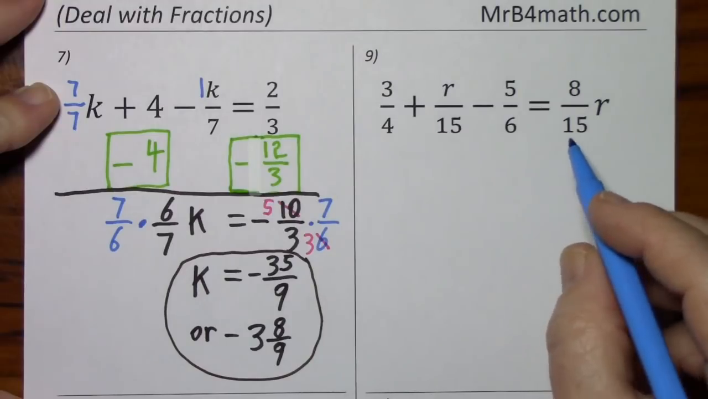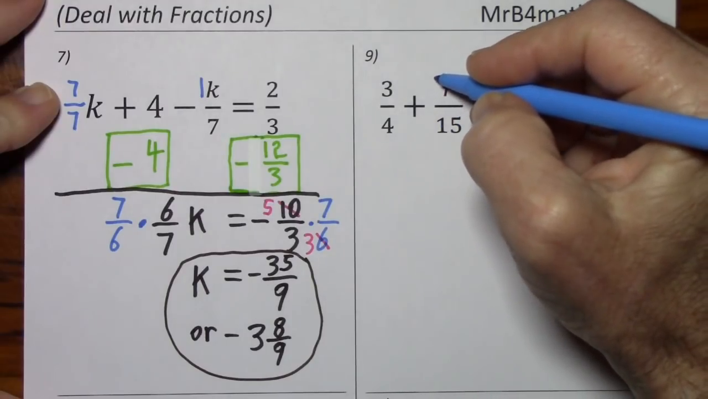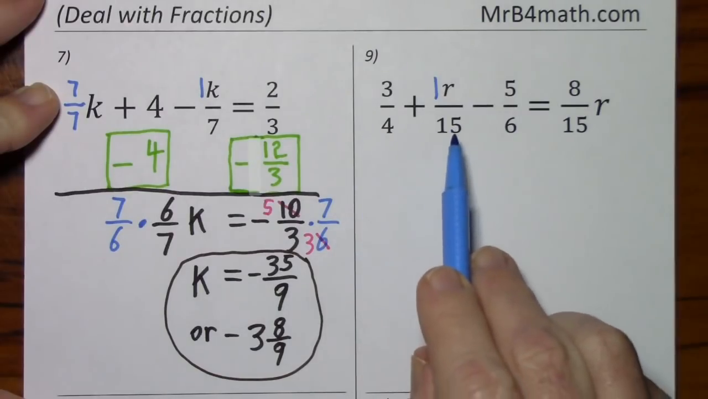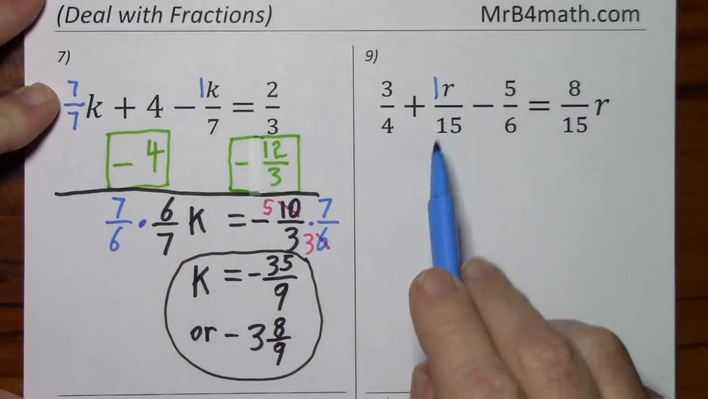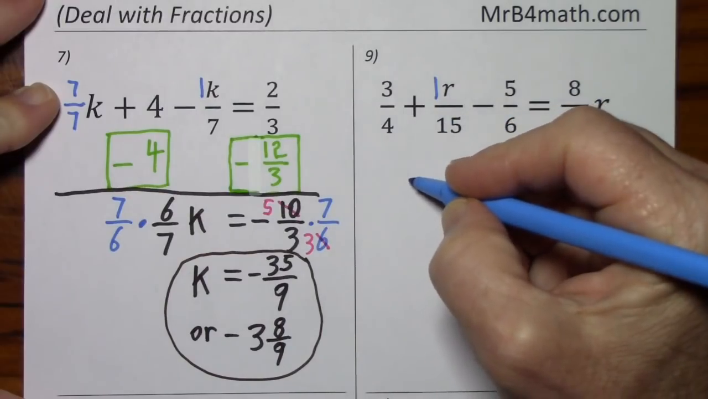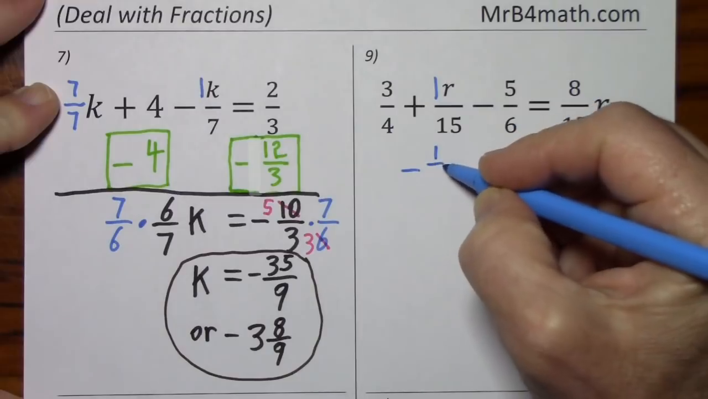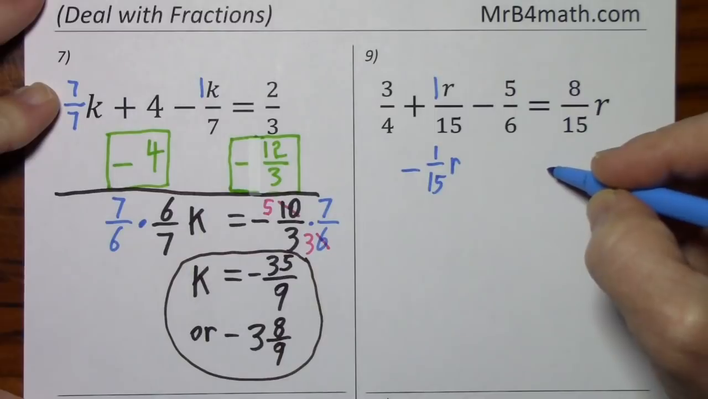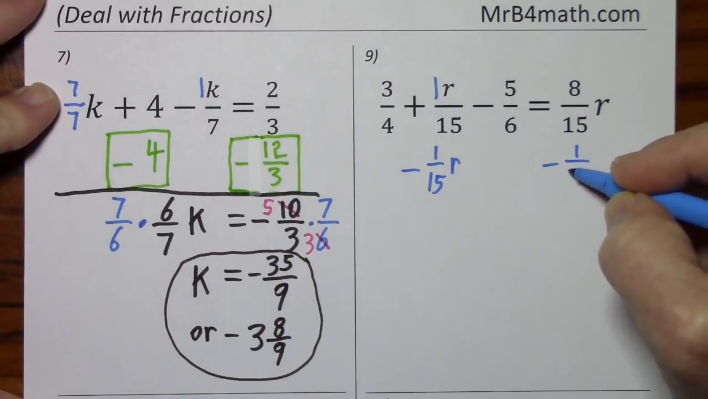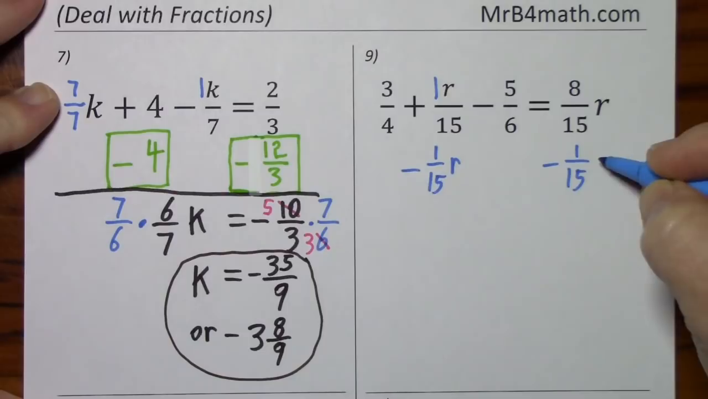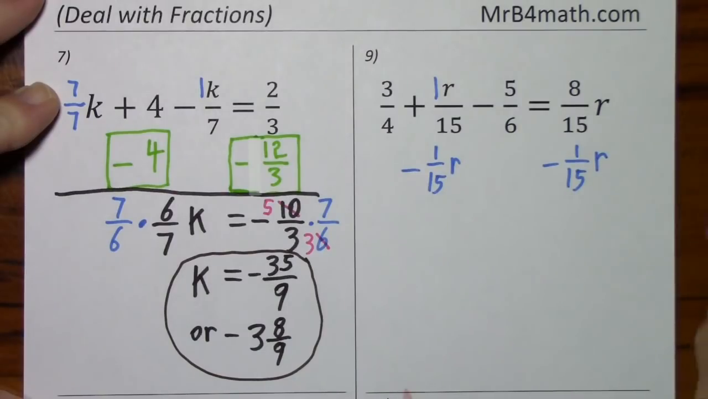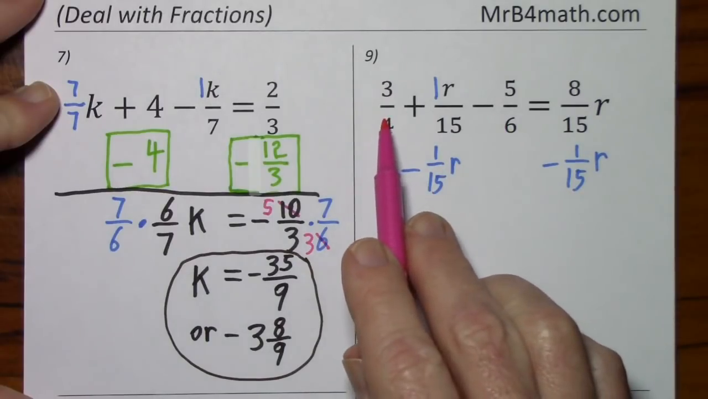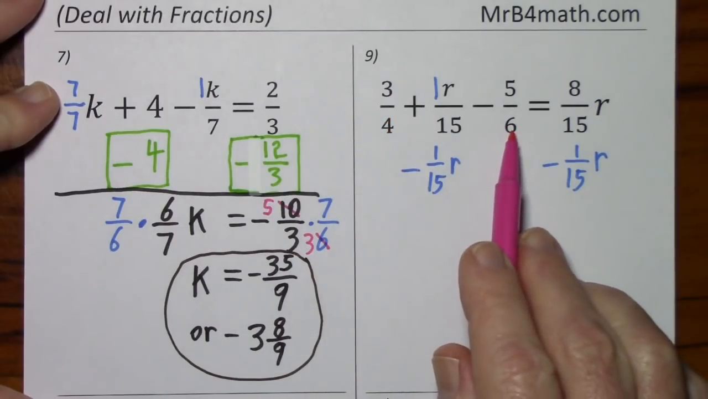Looking at this one, if I have a 1 in front of the r, it'll look more like a fraction. Since I have an r on this side and this r is all tangled up, I'm going to get rid of 1/15 r. It's positive, so I'll put negative 1/15 r underneath. Same on the other side of the equal. So I'm going to be subtracting this from each side, but I'm going to need to combine these two like terms and they don't have common denominators.